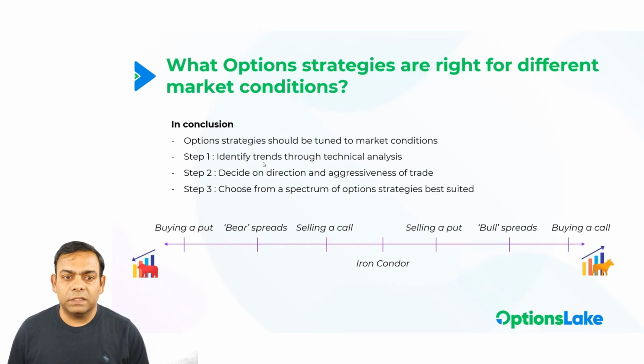stock or an index. Number two, decide on the direction and aggressiveness of trade, which means it has a bearing on your risk tolerance and also the risk reward that you want to configure and which is favorable to you. Number three, then choosing from a spectrum of option strategies best suited as is given below, right from buying a put to buying a call or anything in between.